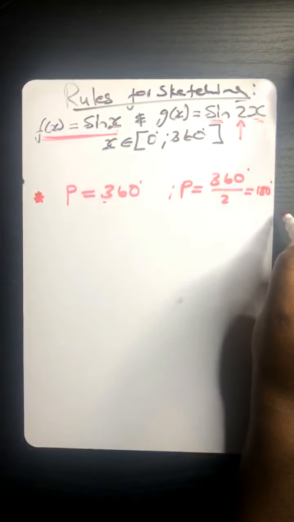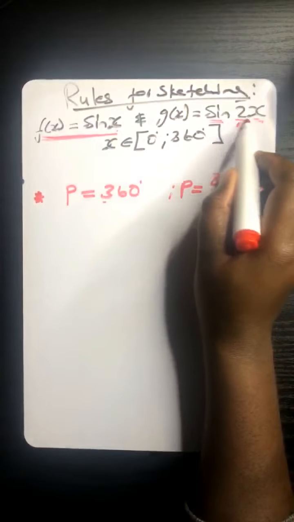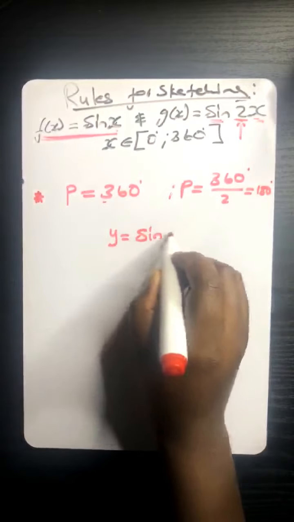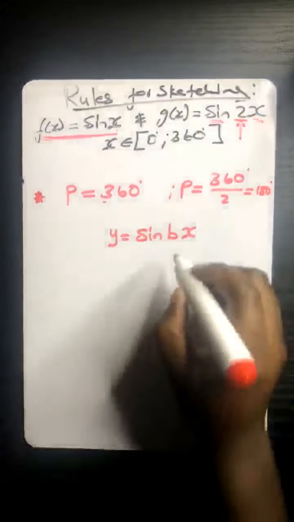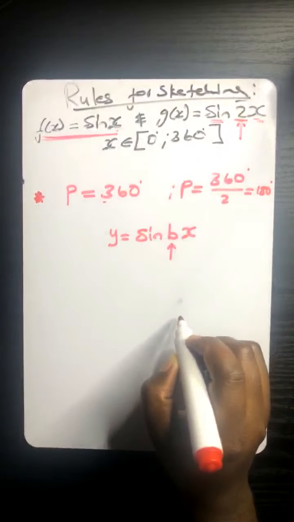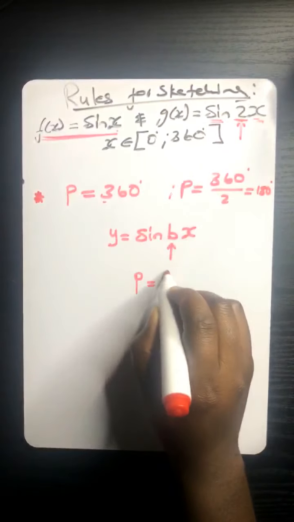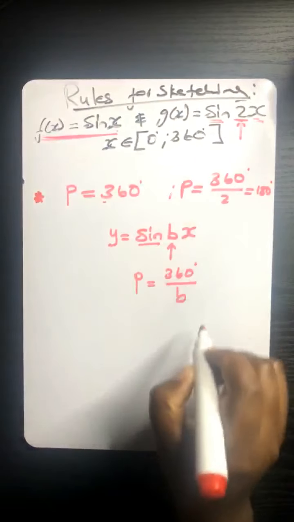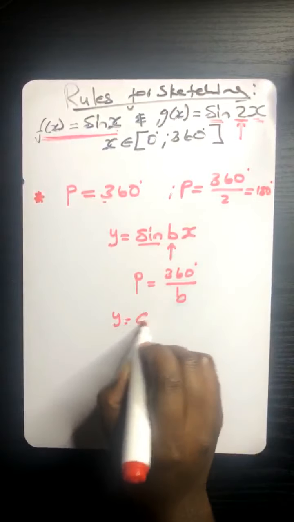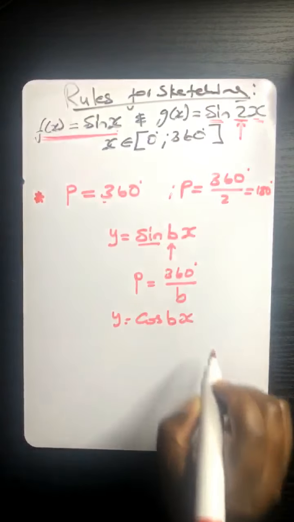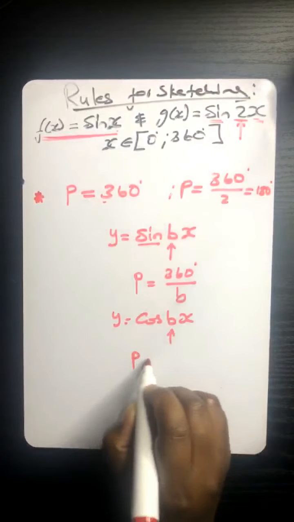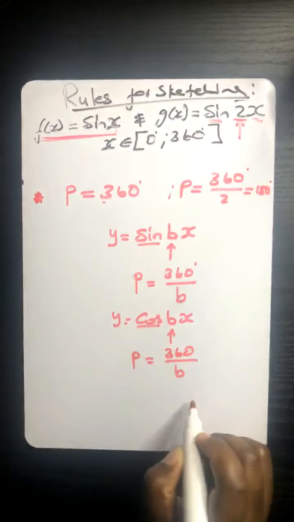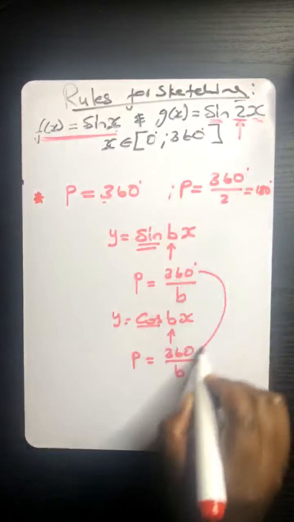So if you have something in between, which can be represented as, let's say, sine of bx, can you see, you now have the b value. So the formula for calculating the new period, you know for sine it is 360 degrees, then you divide by b. If you are given y equals cos of bx, because of the b value, the period is still 360 divided by b, because you know that the period for cos and sine, both of them, is 360.